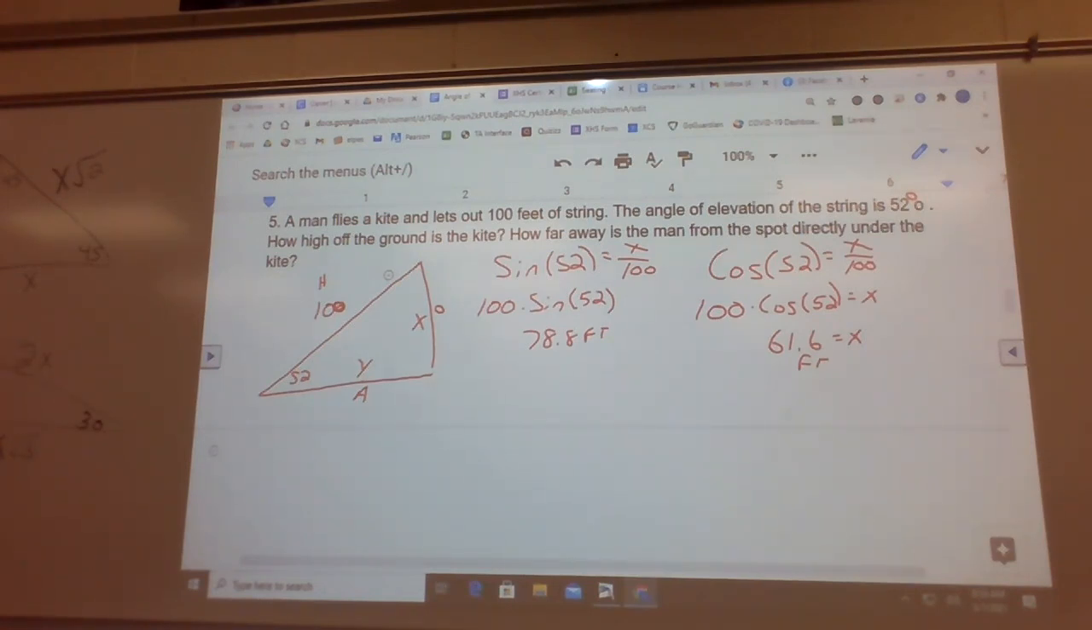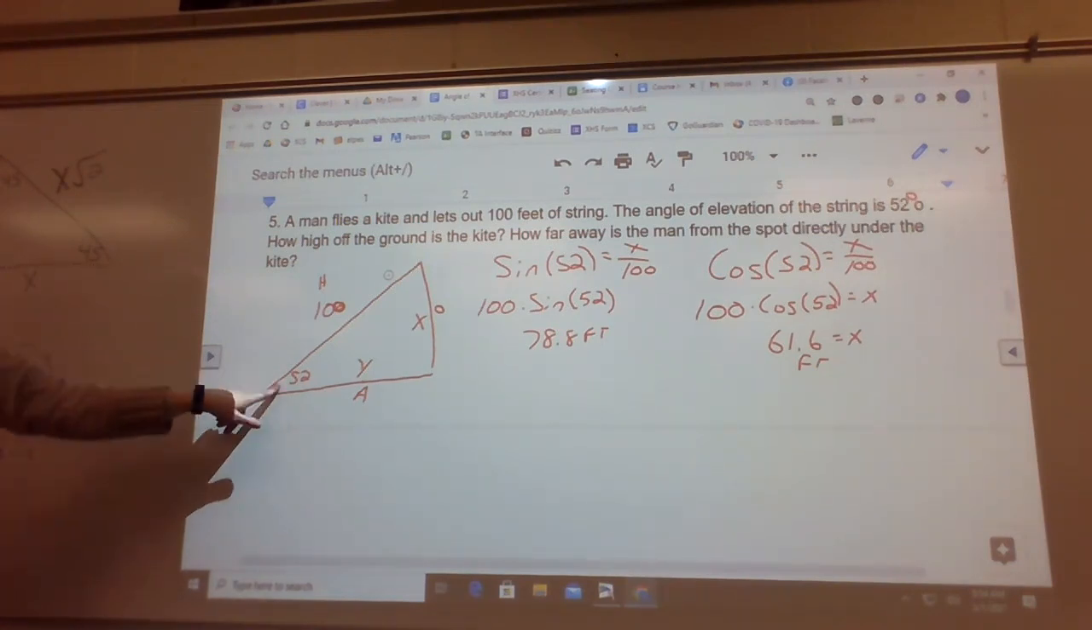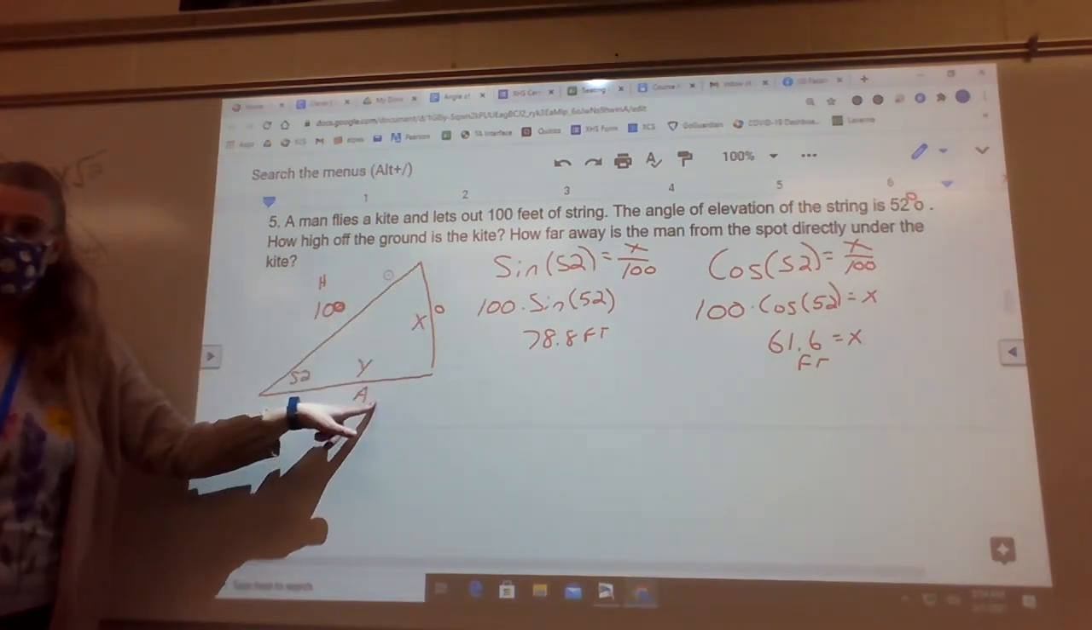We go back to our special right triangles. If I have 45-degree angles, the two legs make the same measurement. So this would have been a 45, then this and this would have been the same number.